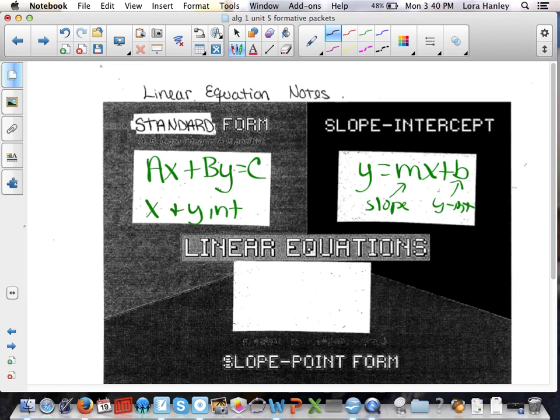Finally is slope point or point slope form. Most of the time you'll hear it as point slope form. And that is y minus y1 is equal to m times x minus x1. This is the easiest form to start in so that you can then move over to standard form or slope-intercept form. Our m here is still the slope, and you're going to use a point that will be x1 and y1.